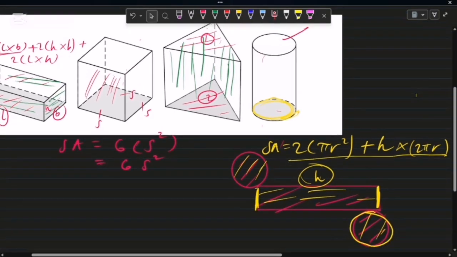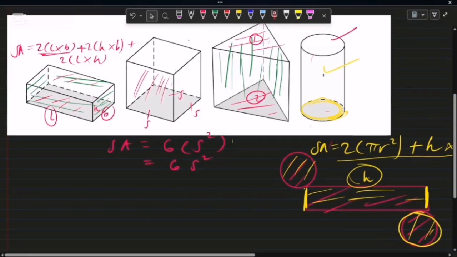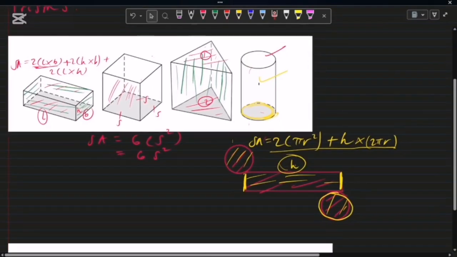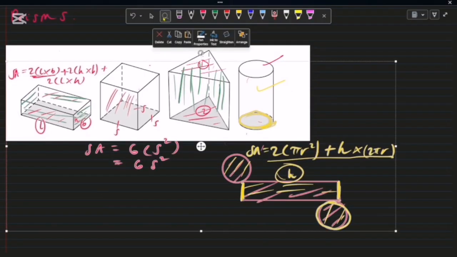So basically we didn't do much because we only broke this guy down into its net, and then from there we realized that the net is actually composed of two circles and then a rectangle, and then we just determined the areas of the 2D shapes and added them all together to get the total surface area. Okay, so that is what we do when we want the surface area. Now let's talk about volume.